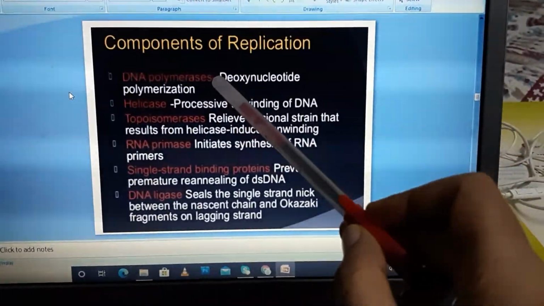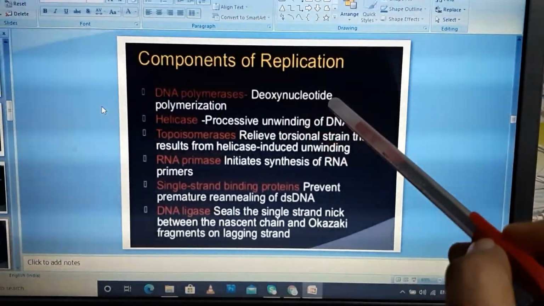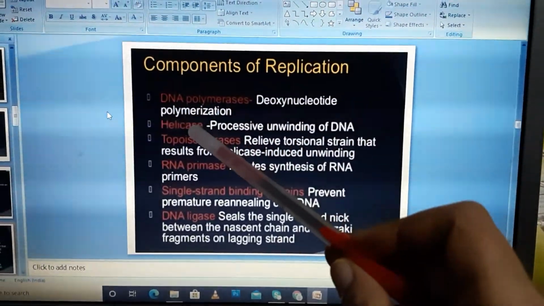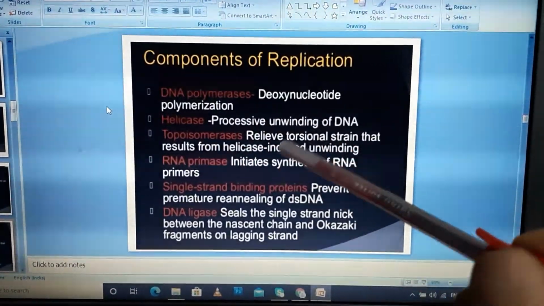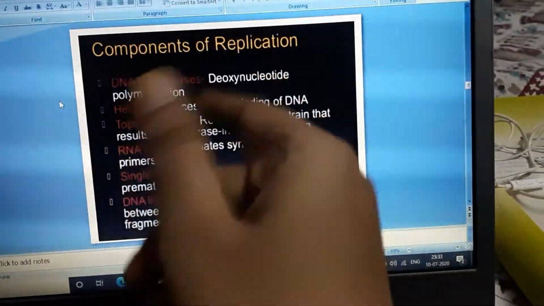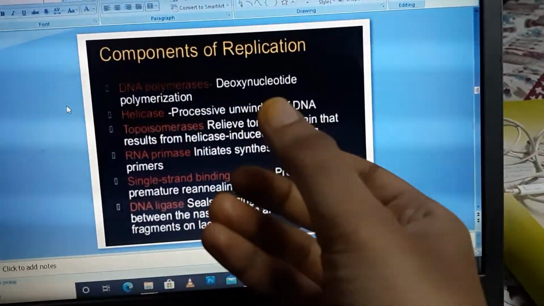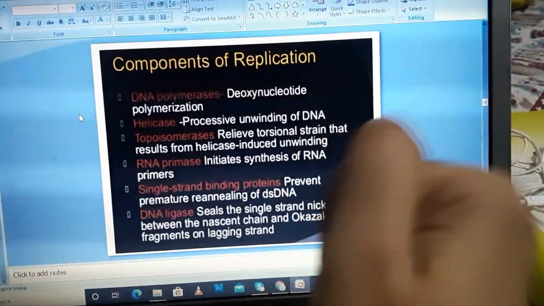DNA polymerase. It stands for deoxynucleotide polymerase. We have the helicase enzyme. It carries out the unwinding of the DNA. The DNA is a coiled structure. It uncoils the DNA and separates the two strands.